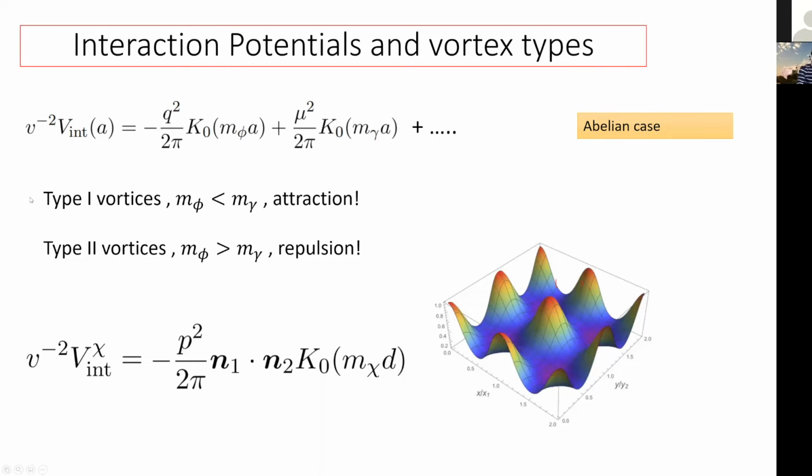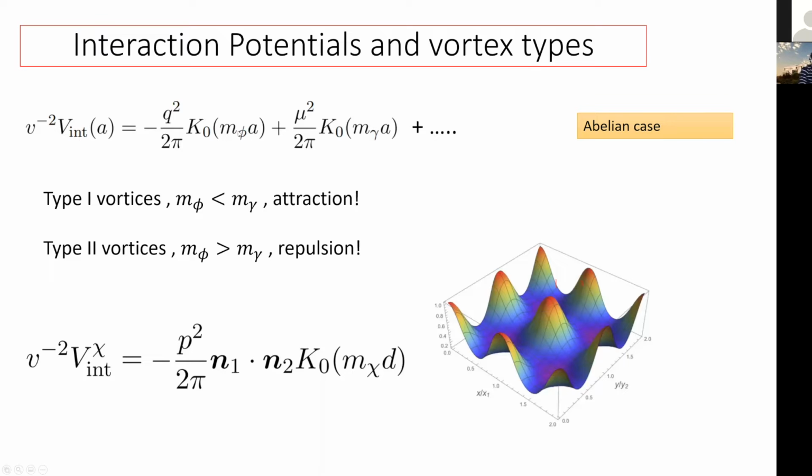Okay, so in the standard abelian case, without the chi field, one has this kind of behavior. This K here is a Bessel function, and the decay of the Bessel function is exponential, and so the exponential decay is governed by these mass parameters, m phi and m gamma. A here is just the distance between these two vortices on the plane. It's just a distance, how far I put them.